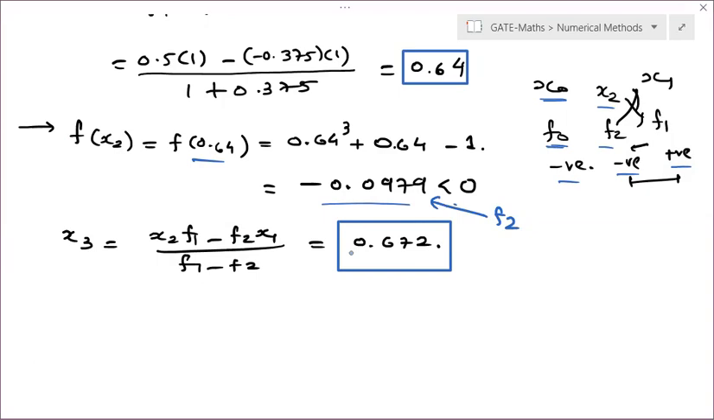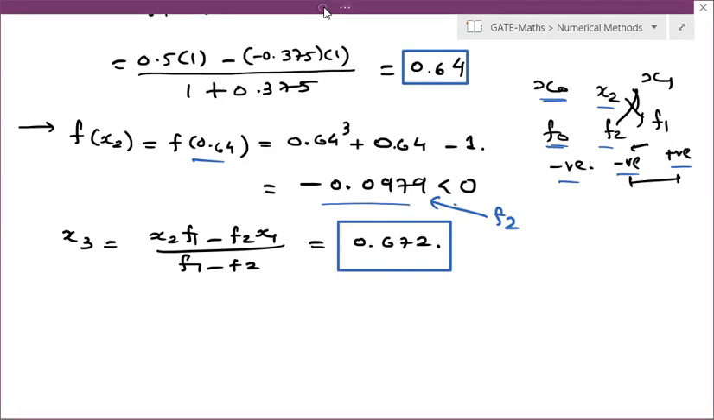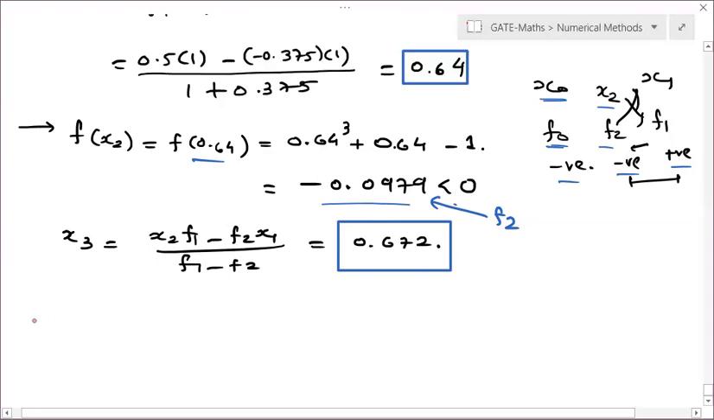Okay, great. Now see over here, let us start a new method. That is our second method. That is the last method of numerical solution of linear and non-linear equations.